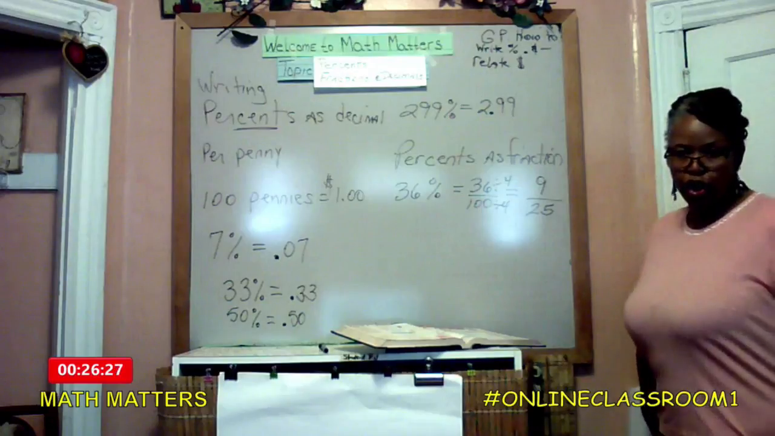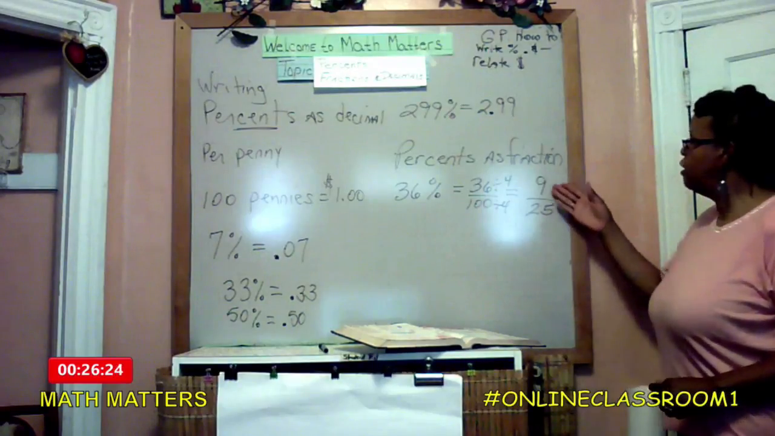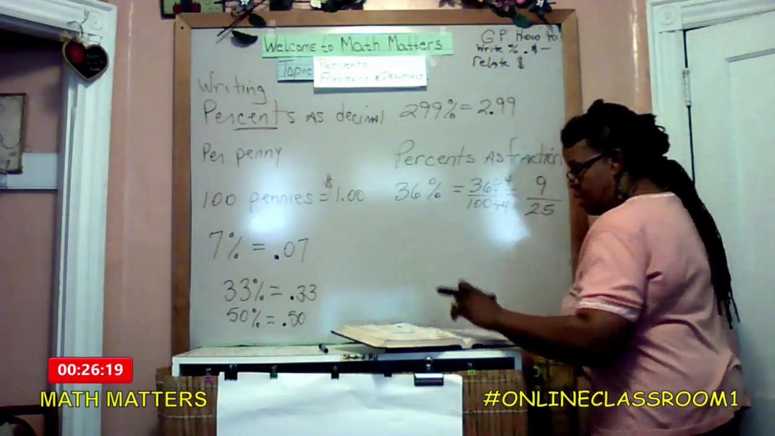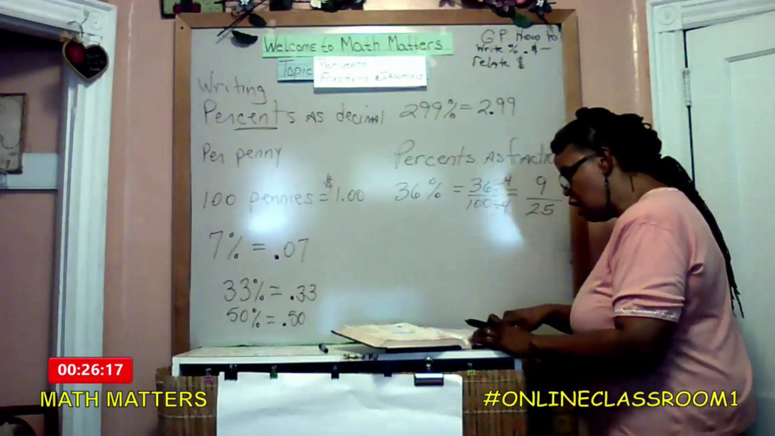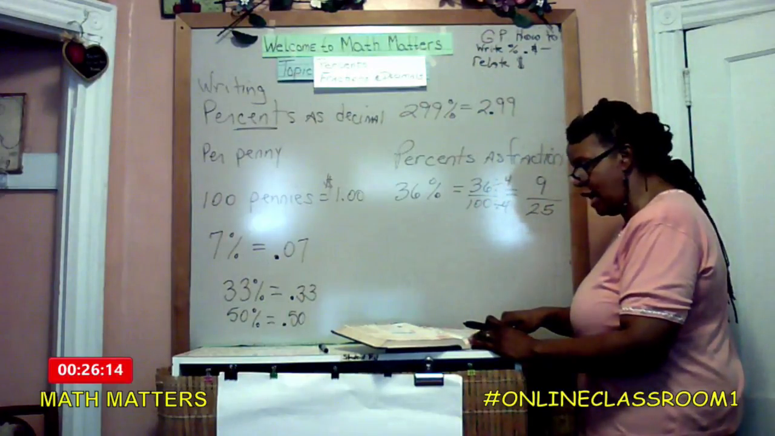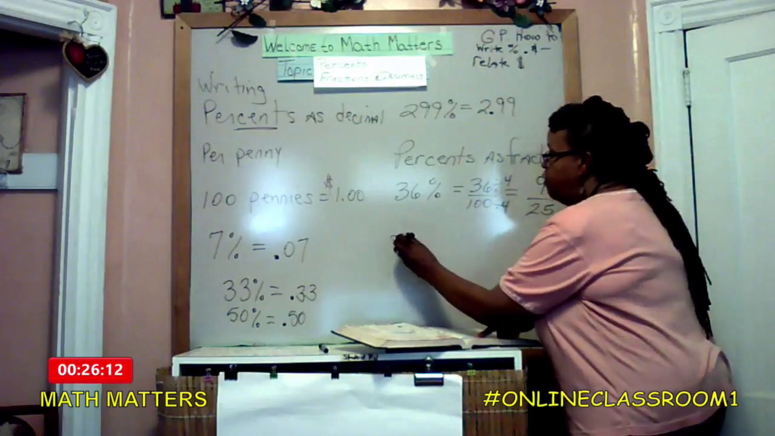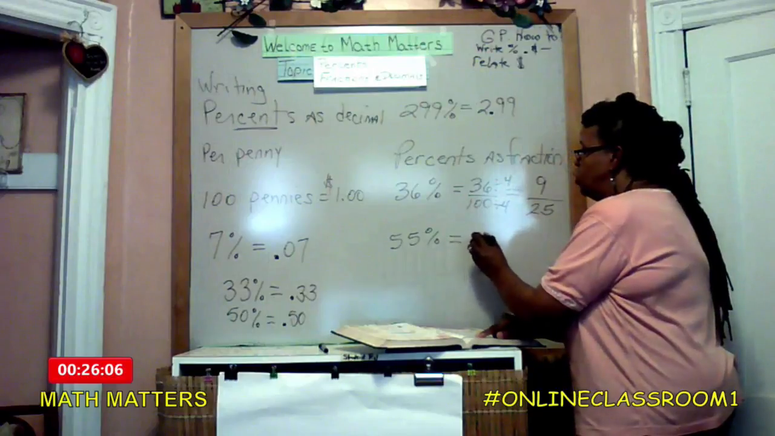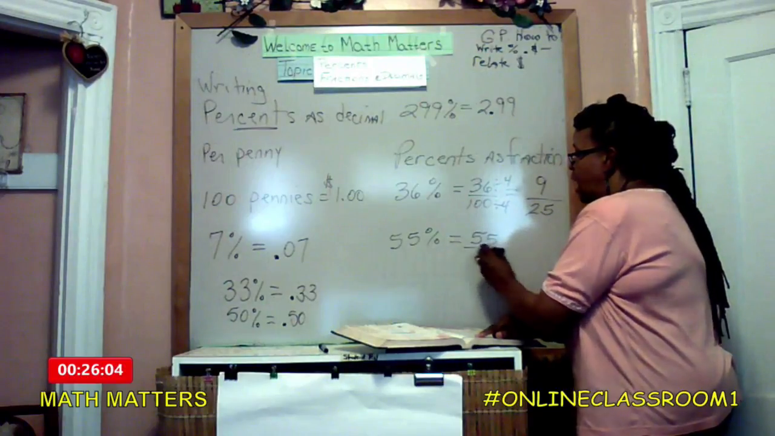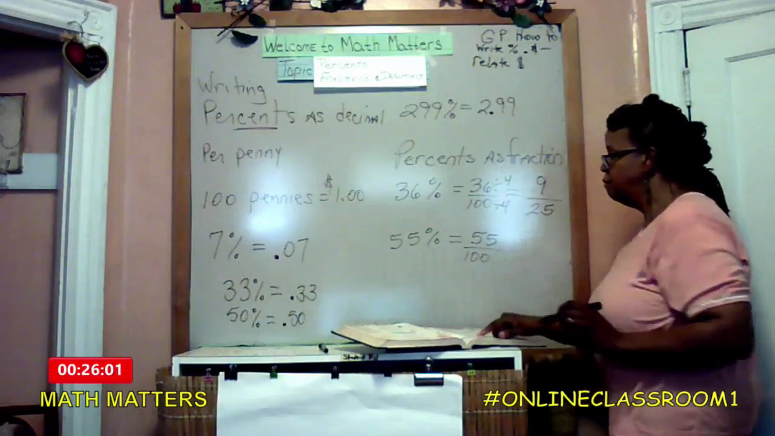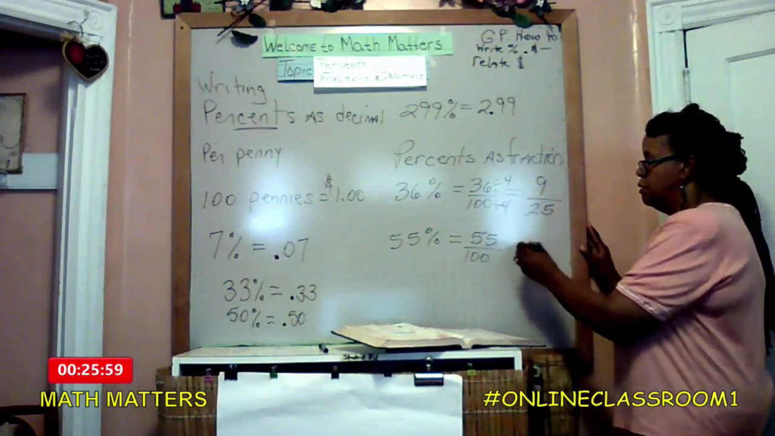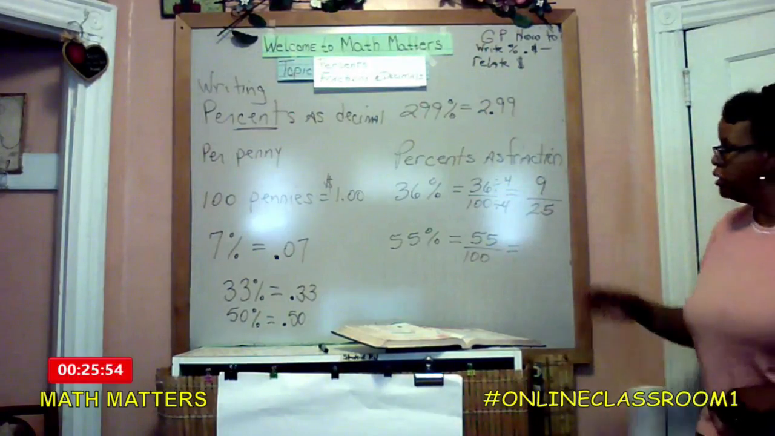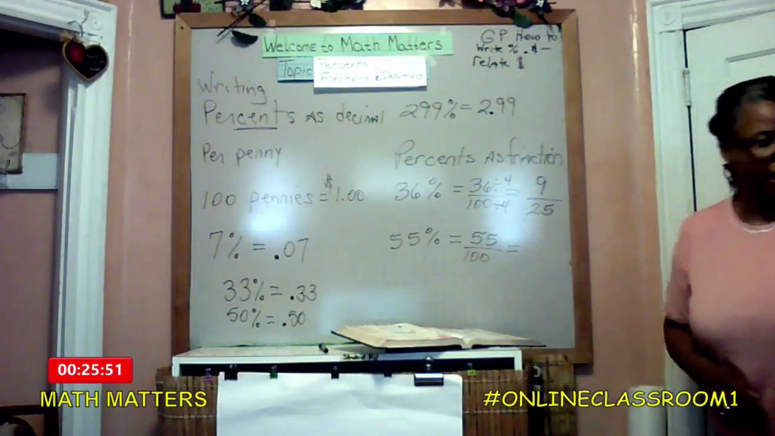Okay, so here's what we have, 9 out of 25. Now, we looked at 36%. I want to write 55% as a fraction. 55% as a fraction is equal to 55 out of 100. And now we need to reduce. Simplify 55 out of 100. We've looked at so many fractions. I'm going to give you a moment to simplify that right now.